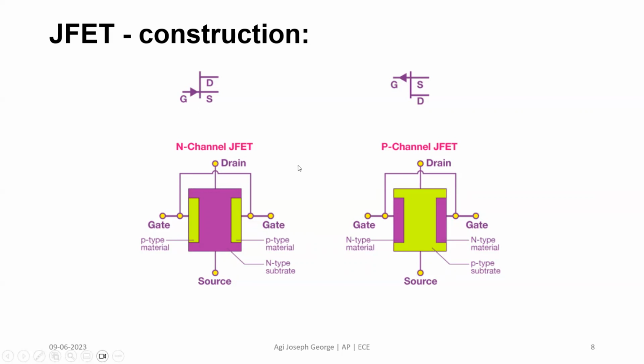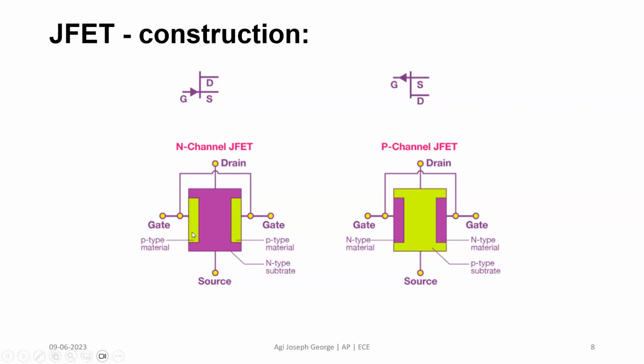But overall, you say you have only 3 terminals: the source, the drain, and the gate. The current flows from the source to drain, and the controlling is done by the gate to source. Gate and source. Fine.